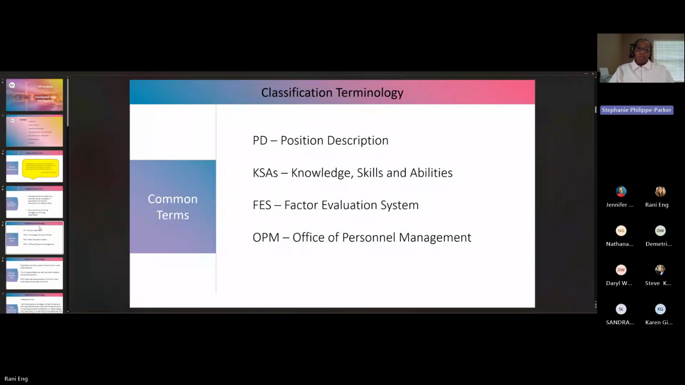Some of the common terms or acronyms used in classification, you've probably seen these before: PD, position description; KSAs, knowledge, skills, and abilities, which you mostly will see for staffing specialists through vacancy announcements; the Factor Evaluation System, which is FES; and then OPM, obviously, which is Office of Personnel Management. We briefly went over these during our first session, so you may see them used today as well. So we're just defining them again, just in case some of you may or may not be aware of them. Next slide, please.